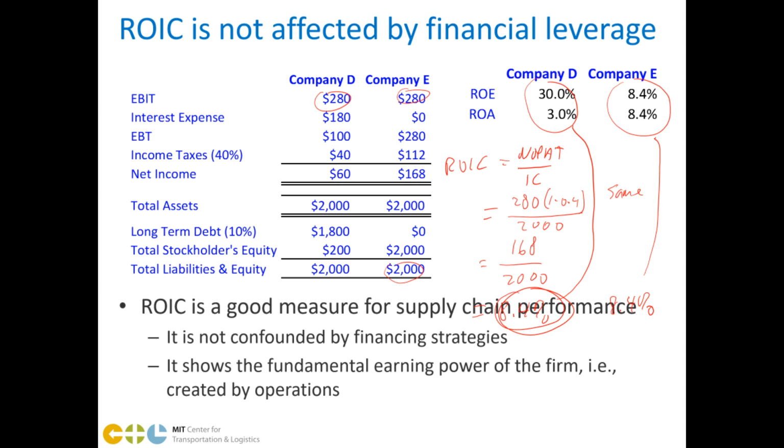So, sorry for the graphics behind you, but you can see ROIC is a good measure for supply chain performance because it is not confounded by the financing strategies that we don't have control over in supply chain. Financing is going to be determined by the finance department. So it'll show basically the fundamental earning power of the firm, which is really what comes from the operations. And so that's what we would like to focus on in looking at the performance of the firm financially related to our operations and our supply chain management.